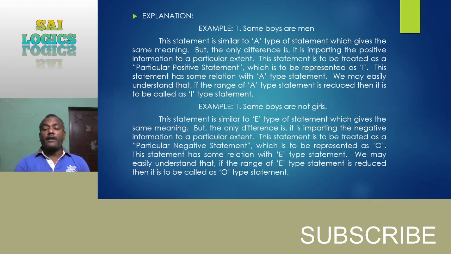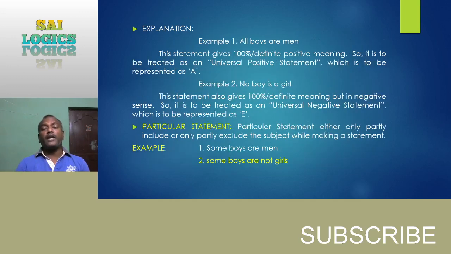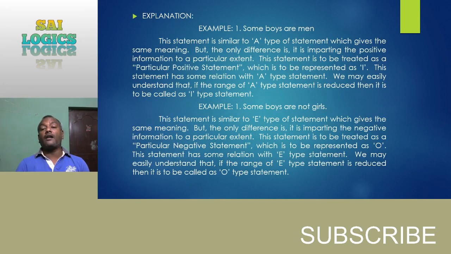And even for "no," we have taken the same example. No boy is a girl. That means "no" is a negative statement and it is conveying the information in a negative sense. And here also, some boys are not girls. This is also conveying the same thing, boys are not girls, but it is not giving 100% information.